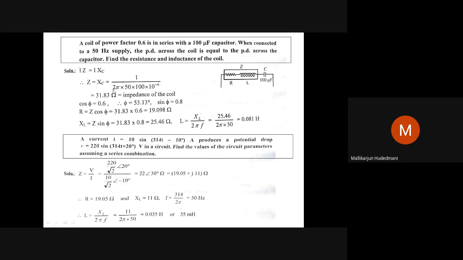And what is XC from the given data? 1 by 2 pi f C, with f 50 hertz and C 100 microfarad. When I numerically simplify this, it leads me to 31.83 ohm. That is the capacitive reactance. That itself is the impedance of the coil as per the scenario given. It need not be so in real time, but it is in the problem. Both are the same, then Z must be equal to 31.83.